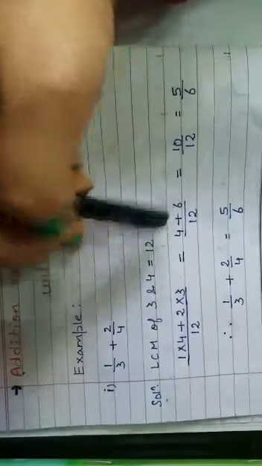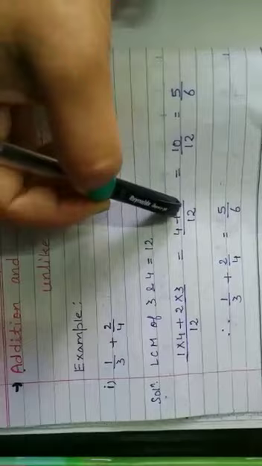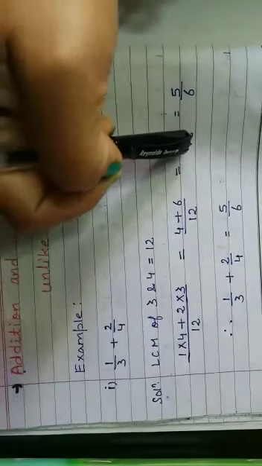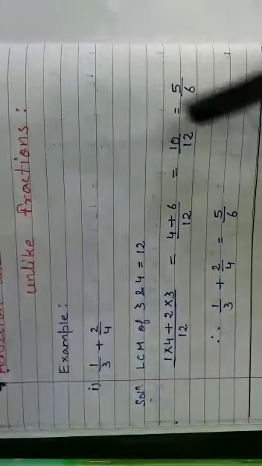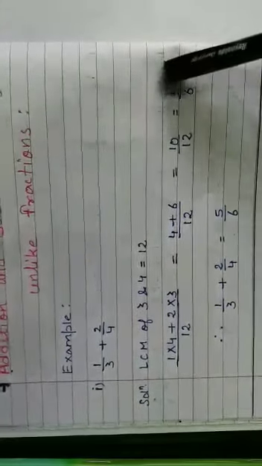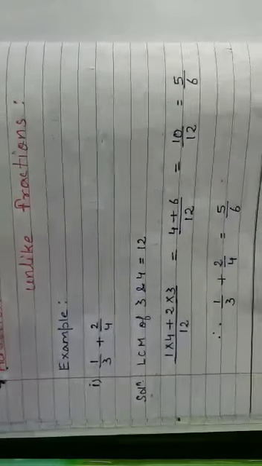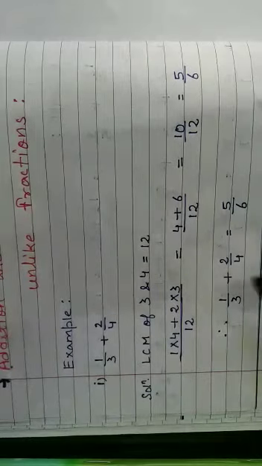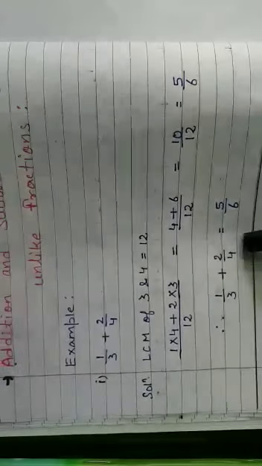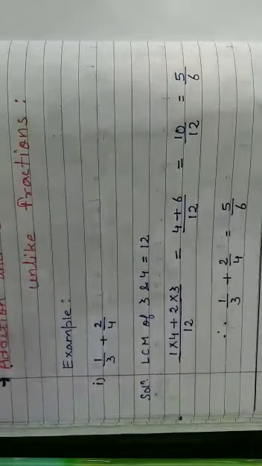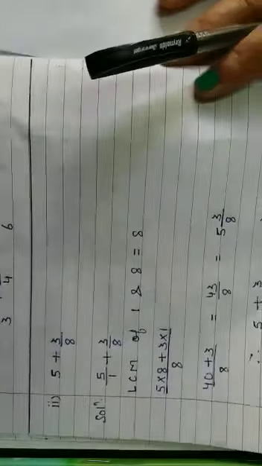Now we have to add 4 plus 6 upon 12. So we will get 10 upon 12. We have the common factor 2. So we will divide both numerator as well as denominator by 2. Then the answer is going to be 5 upon 6. So hence we have seen that in this way, when we add two unlike fractions, 1 upon 3 and 2 upon 4, we get the answer 5 upon 6. Okay. Next, let's see the second example.